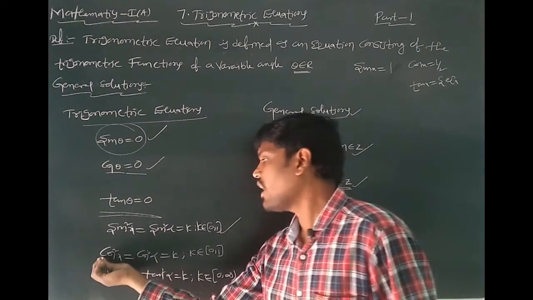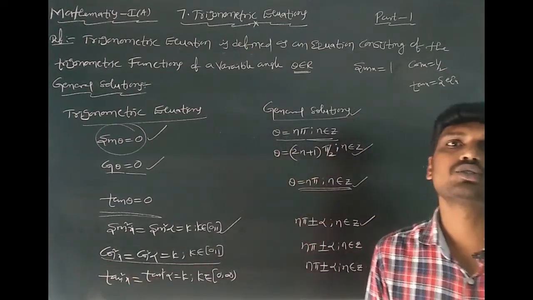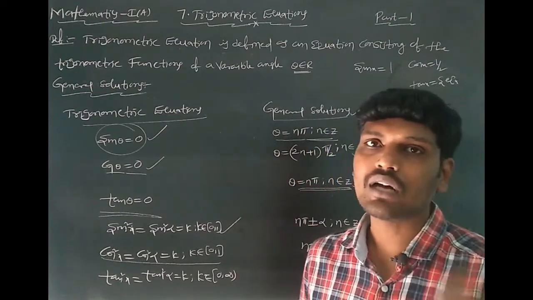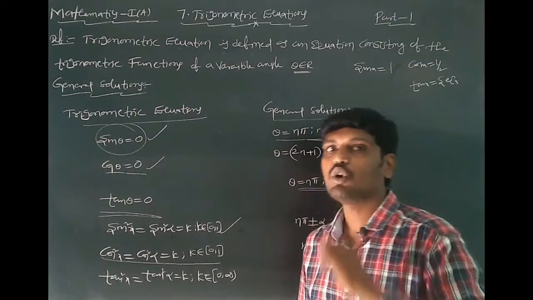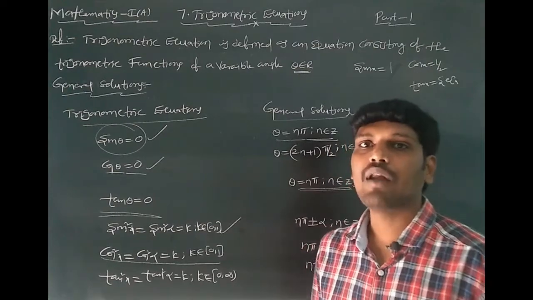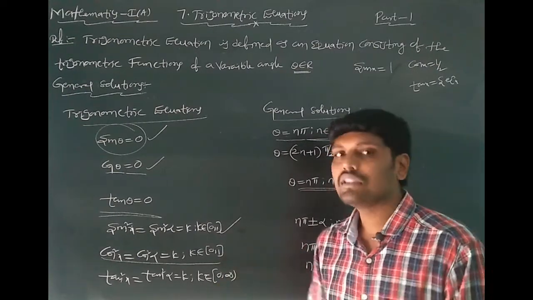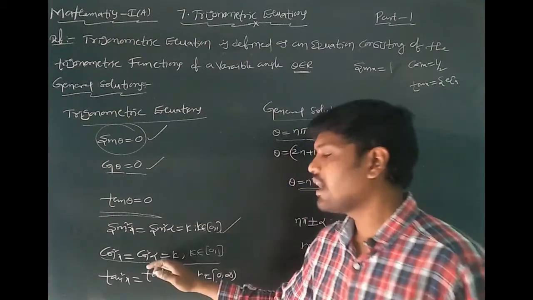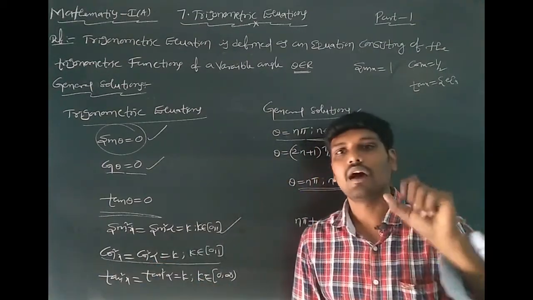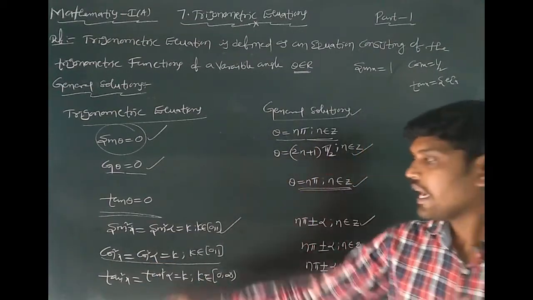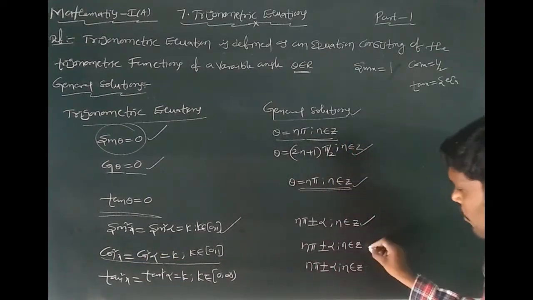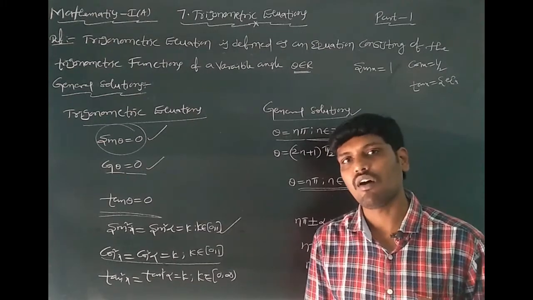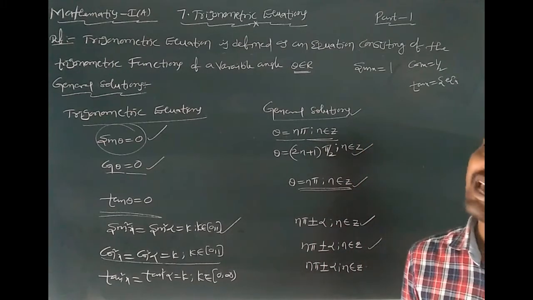Next one is cos square x is equal to cos square alpha, that is equal to k. Here also k belongs to 0 to 1. The value of k is between 0 and 1; then this is applicable, otherwise not applicable, that is impossible. In this form, the general solution formula is similar: n pi plus or minus alpha. Here once again n is an integer.